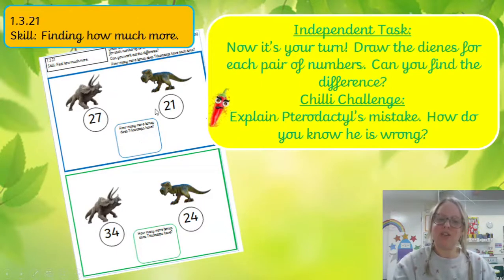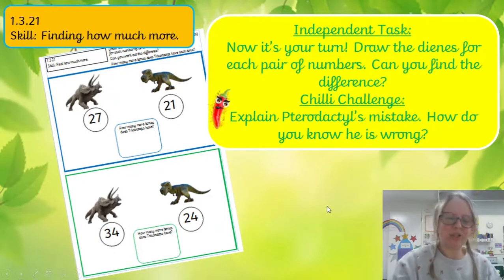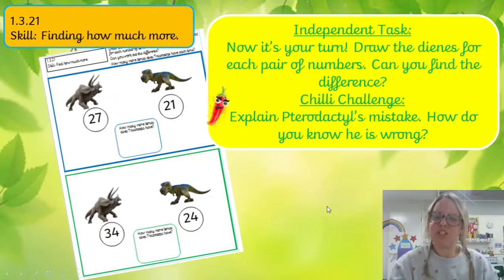Now each pair of numbers gets trickier as you go along. So just look carefully and make sure that you're counting out your 10s and your 1s really carefully. There is a chili challenge and it says to explain Pterodactyl's mistake. And you need to explain how do you know he is wrong. So have a little look at that and see if you can have a go.